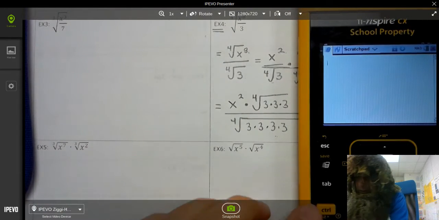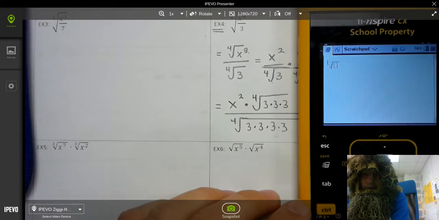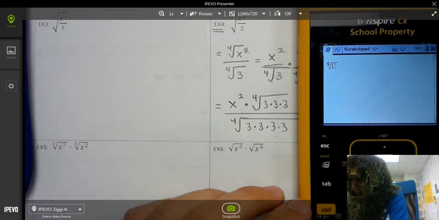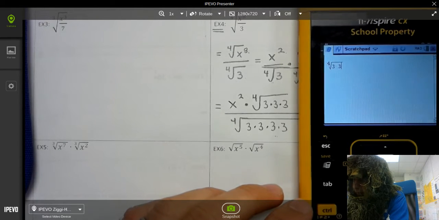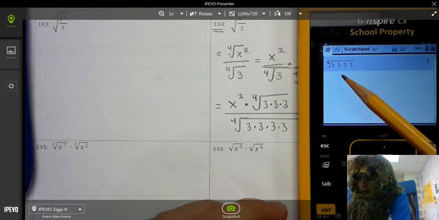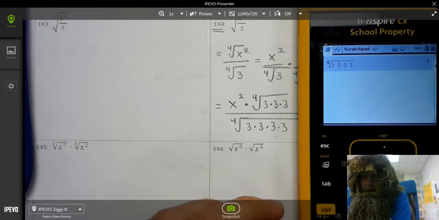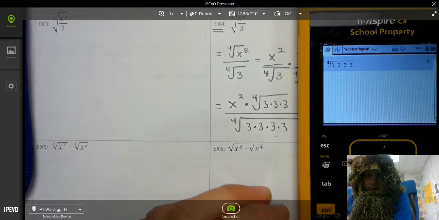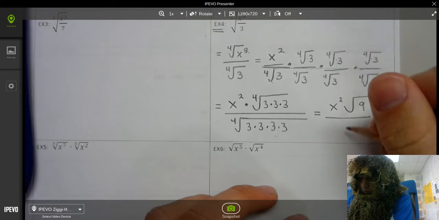So if I do control the fourth root of 3 times 3 times 3 times 3, you'll see that the fourth root of 3 times 3 times 3 times 3 is 3. So this is now simplified.